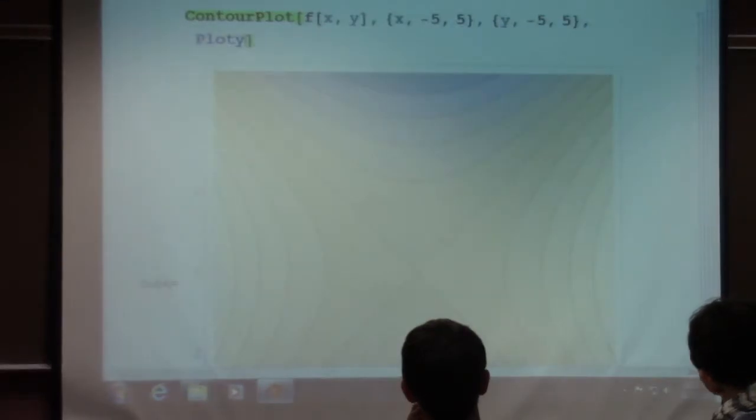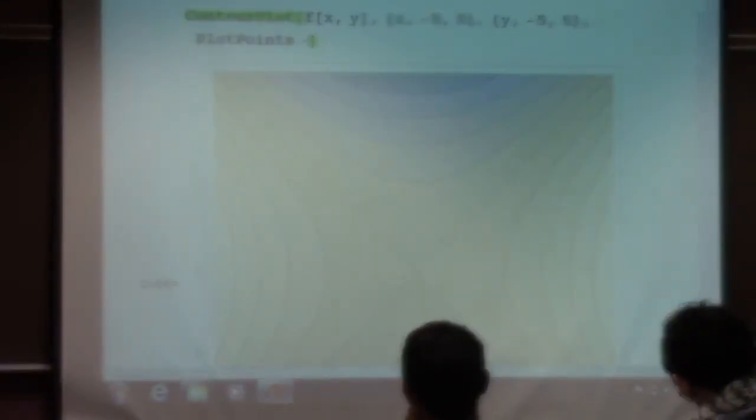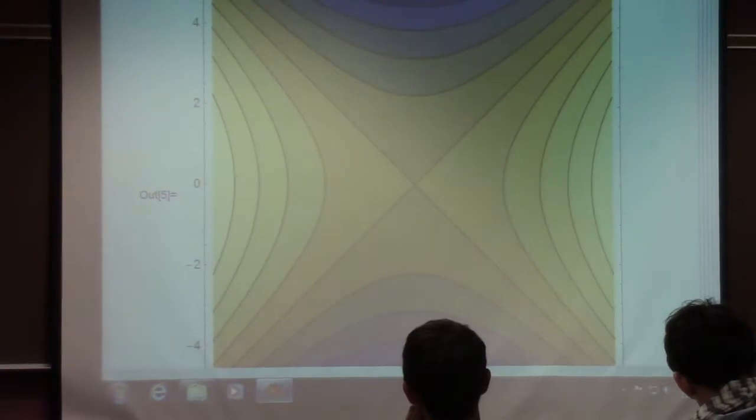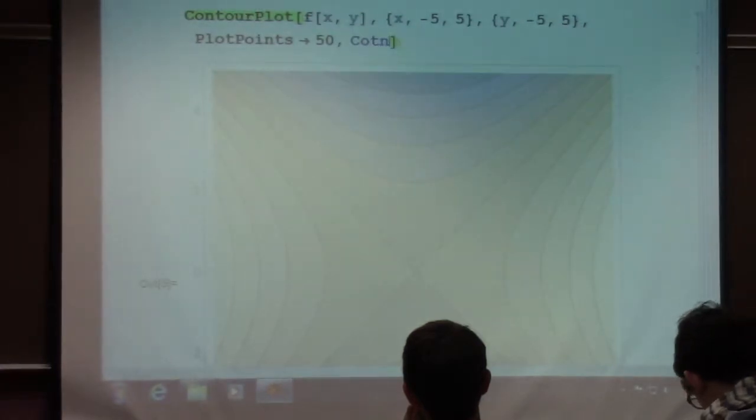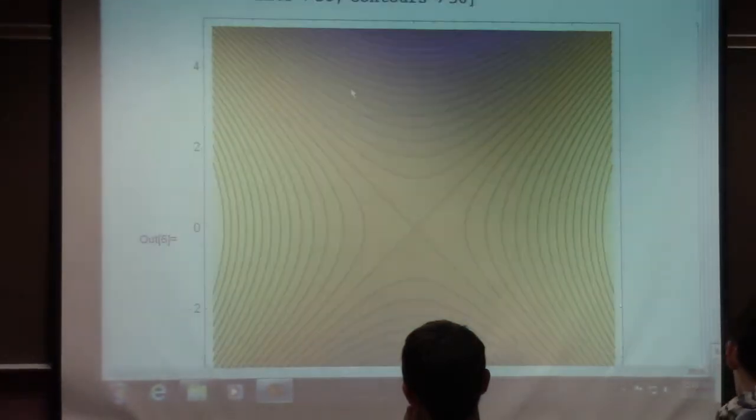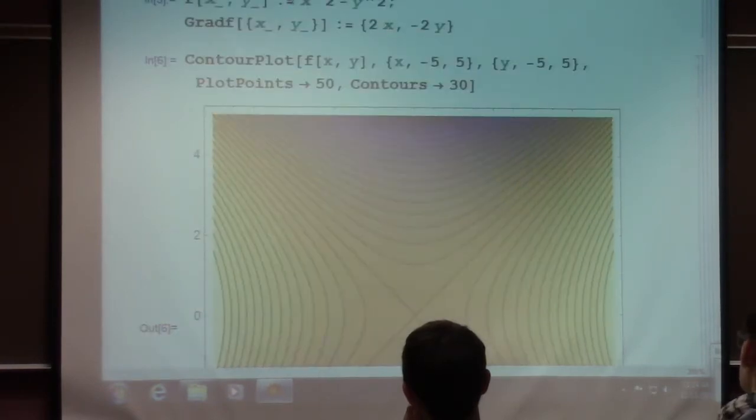I forget what the default is. It's either 10 or 15 in each direction. So if I make it larger, like 50, for example, that should fix that. Yep. It's a little bit better now. Let's add some more contours in here. 30. There we go. There's a contour plot for this pretty simple function again. X squared minus y squared.